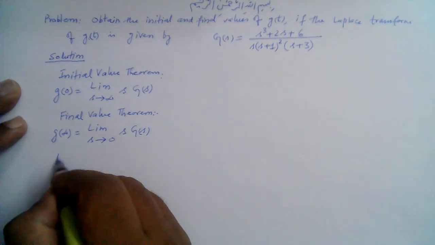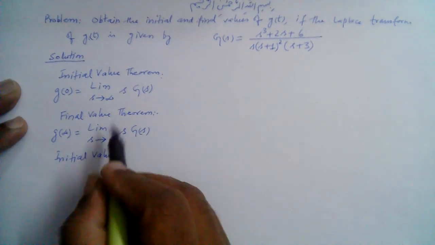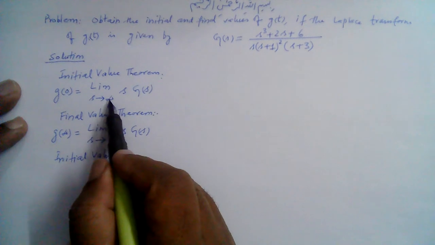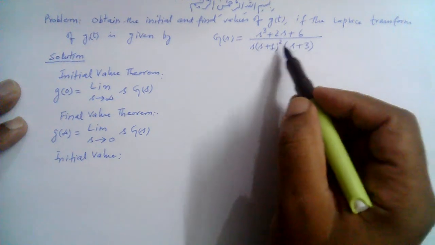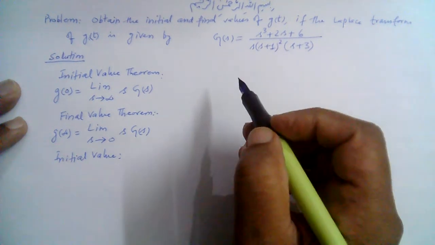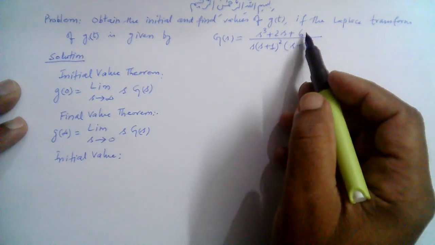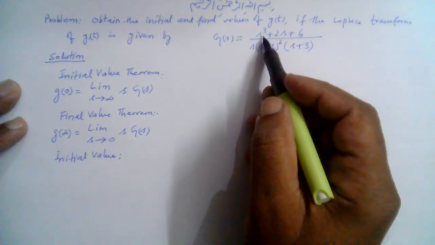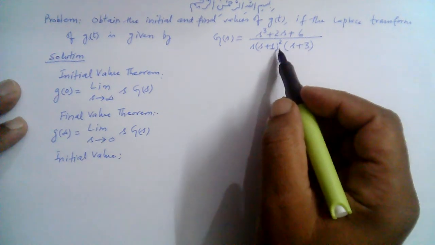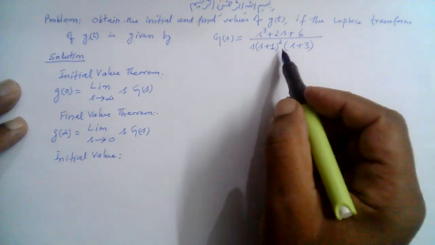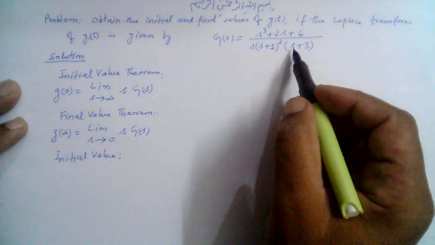So first the initial value. To find the initial value, we need to apply this theorem. We need to take this limit as s tends to infinity, and if we put s equal to infinity here, the value will be indeterminate, infinity over infinity, right? So what we can do is transform this function. We can divide the numerator by the leading term s cube, and similarly write the denominator in the standardized form by taking s common in each factor.